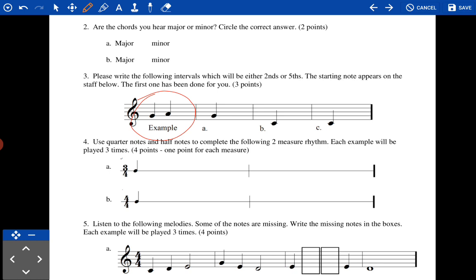Okay, listen to another one. Now try to sing this one. 1, 2. That's it. 1, 2. That's an interval of a second. Listen to another one. 1, 2 again. So again, it's an interval of a second. Listen to another one. This one, 1, 2, 3, 4, 5. So this is an interval of a fifth. 1, 5. Okay, feel free to stop, rewind, and we're moving on to number 4.